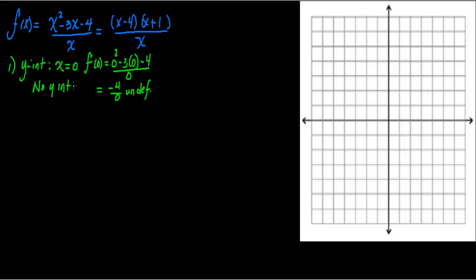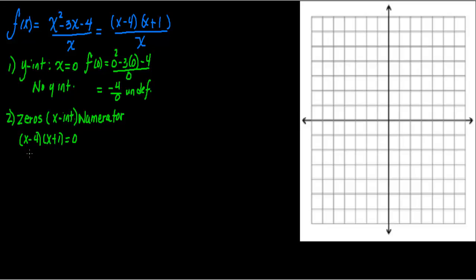Okay? Step 2, find the zeros. And when we say zeros, what we mean is find the x-intercepts. To do that, we're going to work with the numerator. We're going to set the numerator equal to 0. We're going to take the factored form of the numerator and write x minus 4 times x plus 1 is equal to 0.